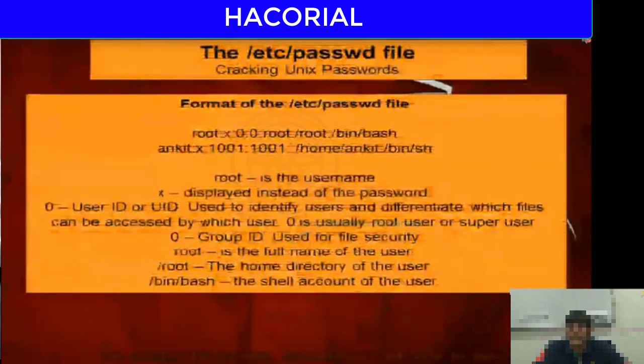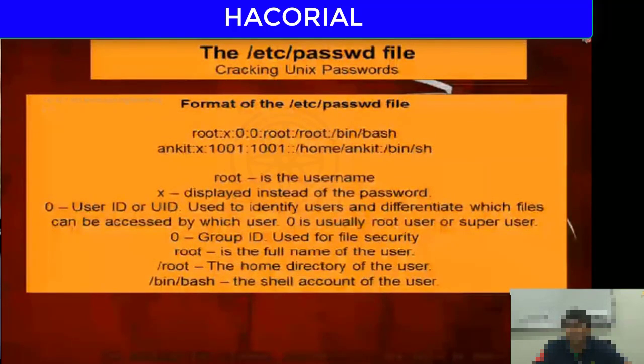So now that we have opened the /etc/password file, let us try to understand the format of that file. So typically you see such rows in the /etc/password file. Let us understand what each item signifies. Root is the username. X is displayed instead of the password. So for every account, the second column is where the password should be stored. But the password is not stored in the /etc/password file. So instead of the password, you have X being displayed.